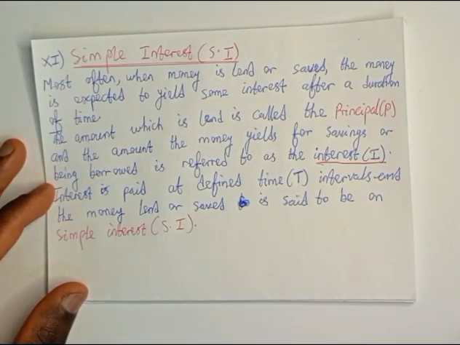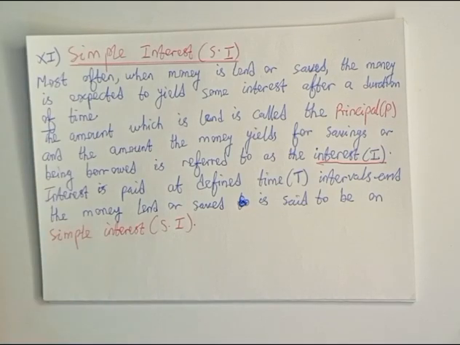Interest is paid at defined time intervals, and the money lent or saved is said to be on simple interest, when the interest is paid on defined time intervals, for example, weekly, monthly, or yearly. Then the borrowed money or the saved money is said to be on simple interest.